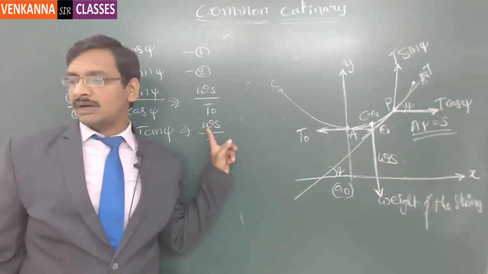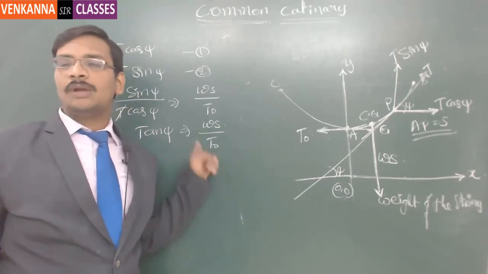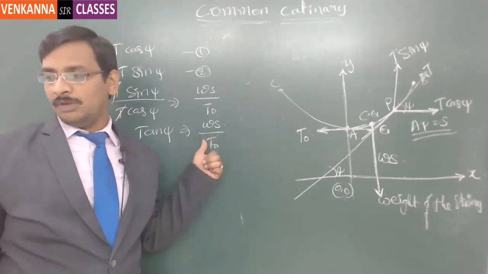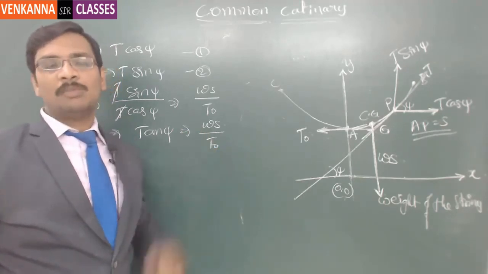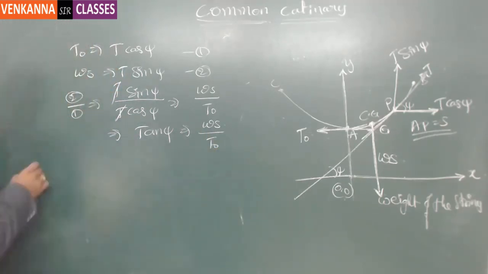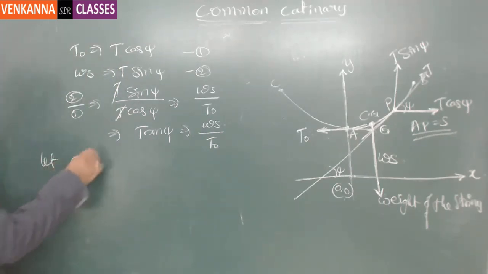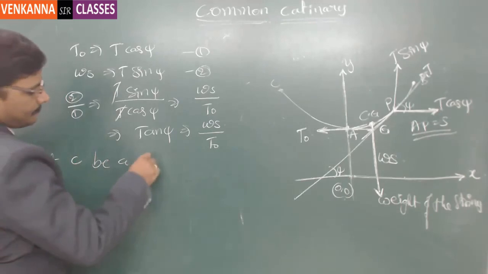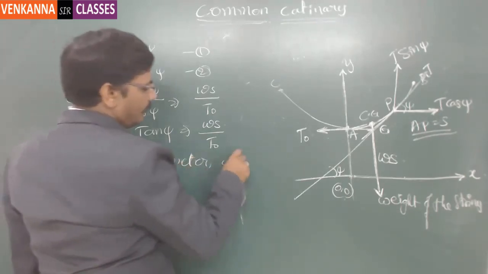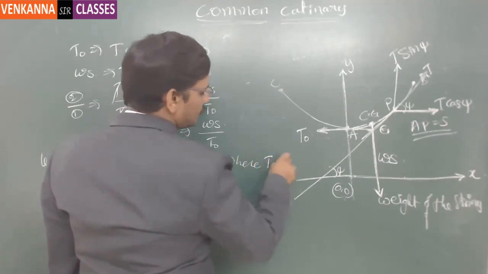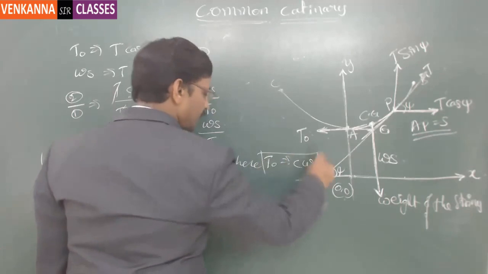Now W is a constant for a uniform catenary. If you are able to express T naught as a product of W, then it will be easy to understand, or actually easy to remember the equation. That's why a parameter called C is defined. So let C be a parameter where T naught is equal to C times W. This is how this parameter was defined.